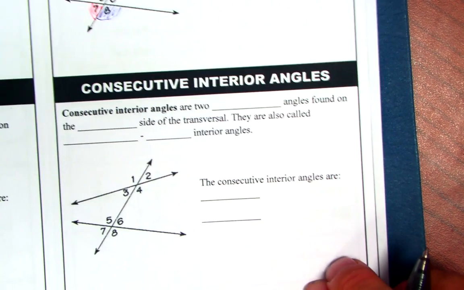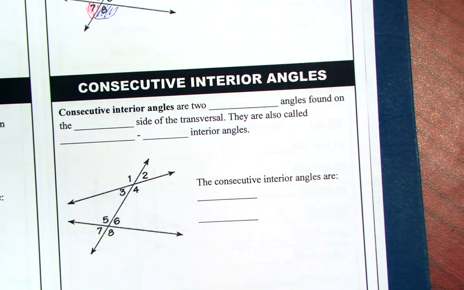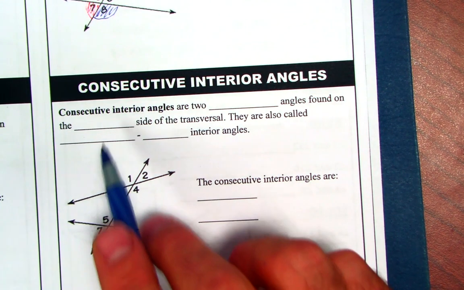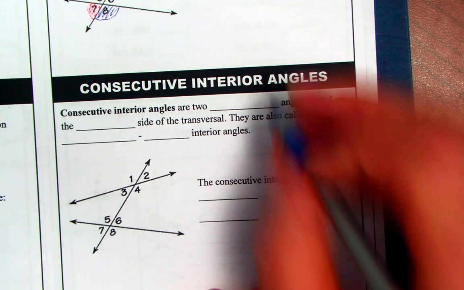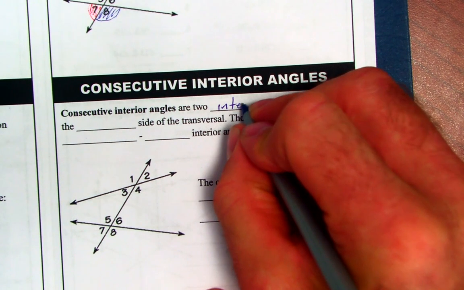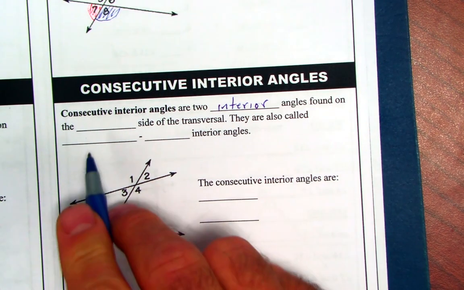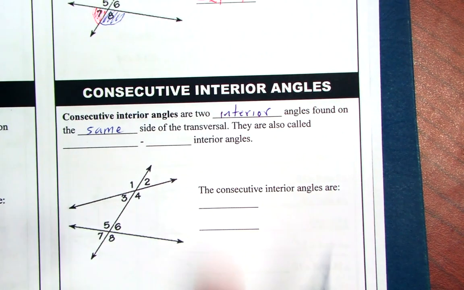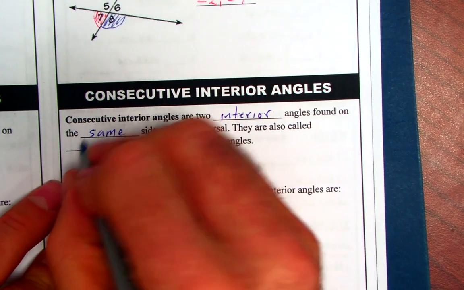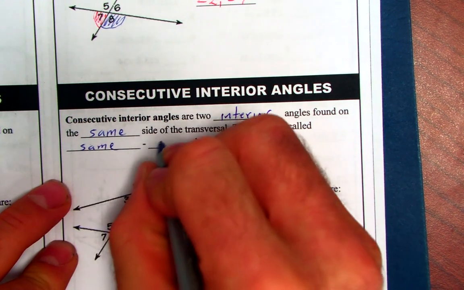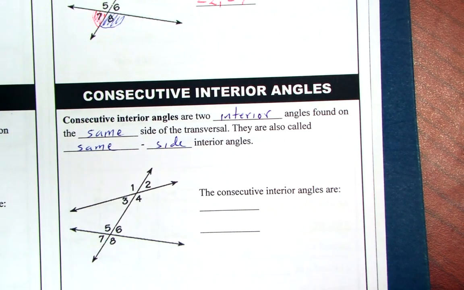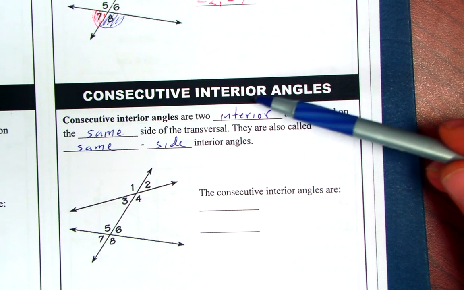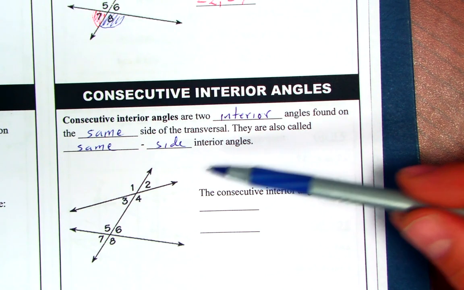Okay, and then the last type is consecutive interior. Consecutive means one right after the other. That's what consecutive means. So consecutive interior angles are 2 interior angles found on the same side of the transversal. And so sometimes these are also called same side interior angles. And I'll probably be referring to them as both consecutive interior or same side interior.